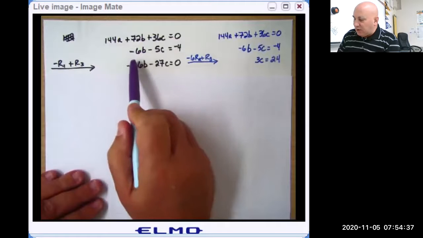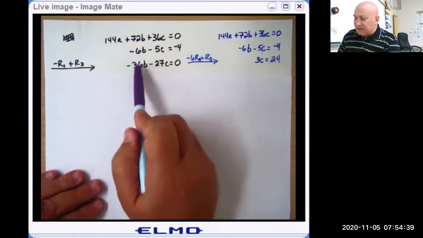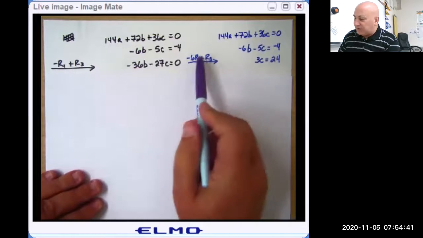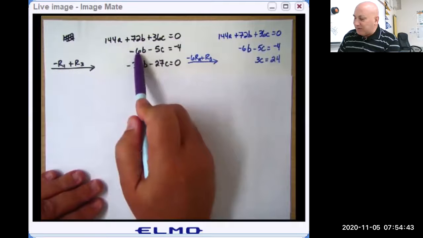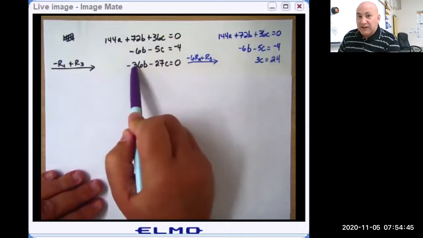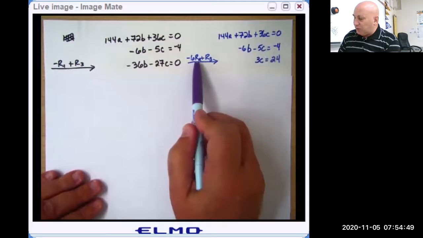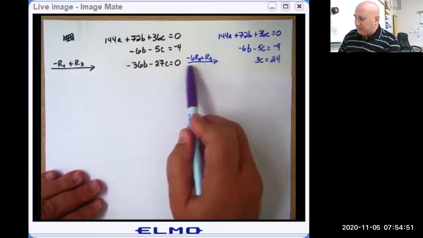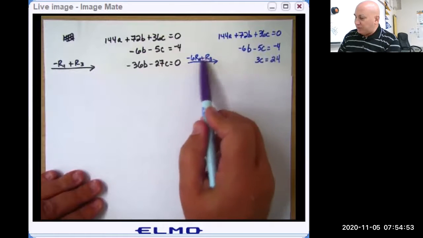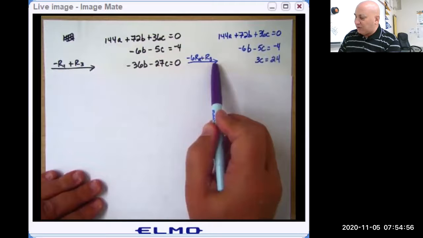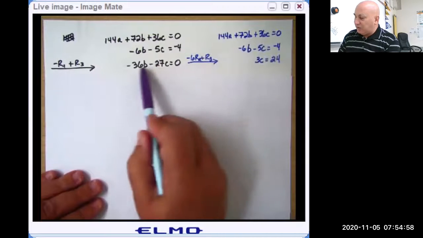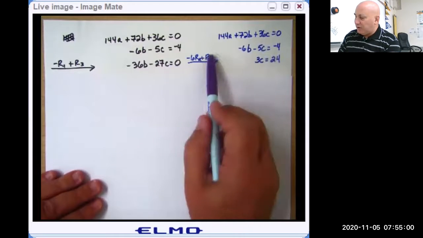And I see that, wow, that's a -6, which goes into -36. So if I could make that a +36, they can cancel. So I do -6 row 2 plus row 3. And that plus row 3 and this arrow down here tells me I'm replacing this equation in row 3 with this.